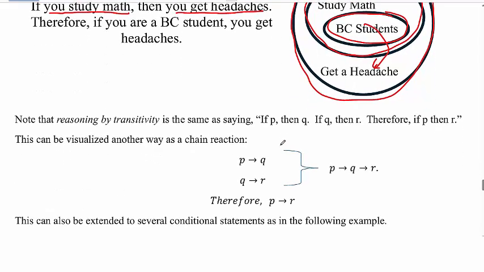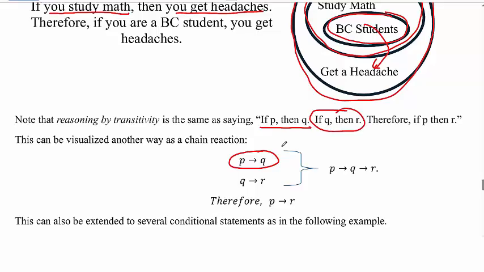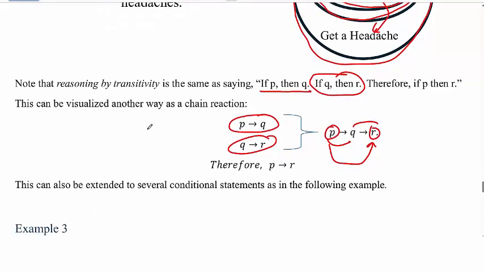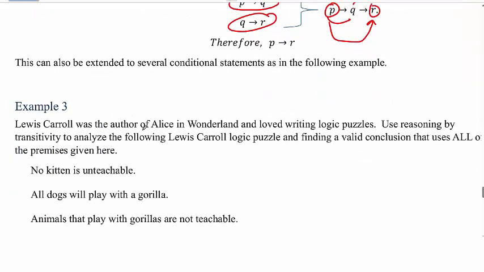I like to visualize it like this. So we know that we have if P then Q, so P arrow Q, and we have if Q happens then R. So if you put these two statements together, we get a chain of events, a chain reaction. So therefore, P ultimately causes R to happen. And you can do this with multiple if-then statements. It doesn't have to just be three of them.